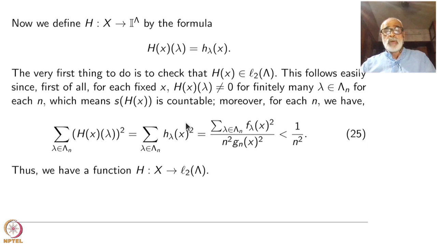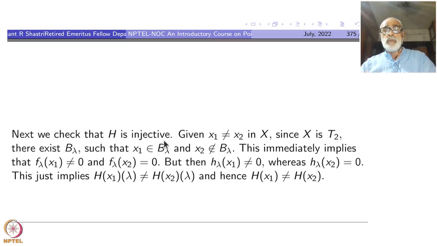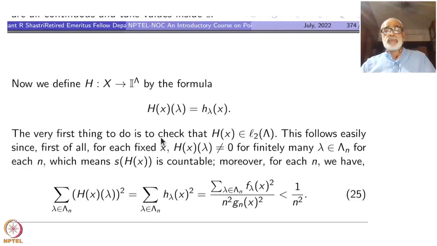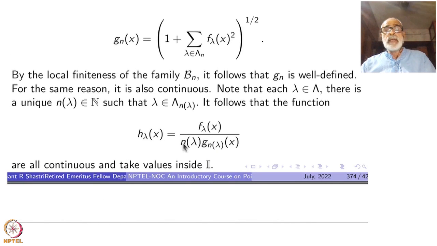Now comes the role of all these open subsets, etc. You now check this H is injective. Given x1 not equal to x2 in X, since X is a Hausdorff space, a T3 space, that we have assumed, you will have a B lambda, a basic element, such that x1 is in B lambda and x2 is not in B lambda. So this immediately implies that the corresponding f lambda of x1 is not 0, but f lambda of x2 is 0. So precise zeros have been used here for f lambda. But h lambda of x1 is not 0, whereas h lambda of x2 is 0, because what is h lambda? h lambda has f lambda in the numerator, and the denominator is always non-zero.